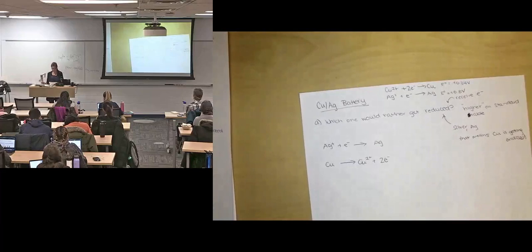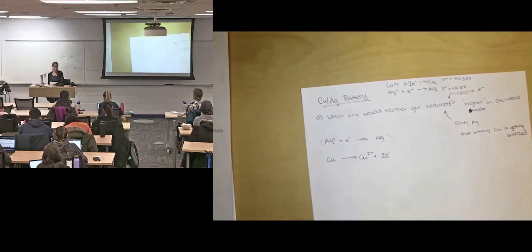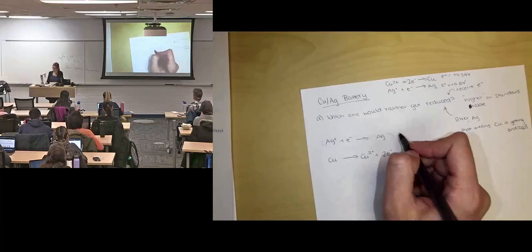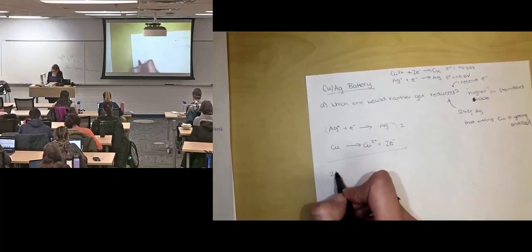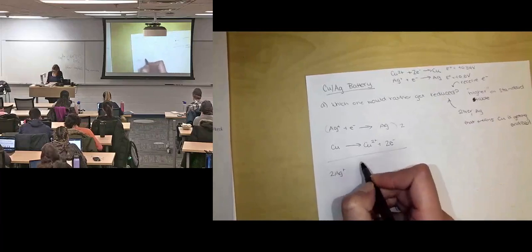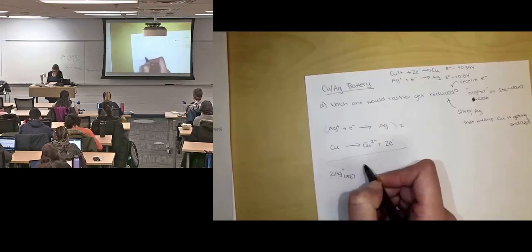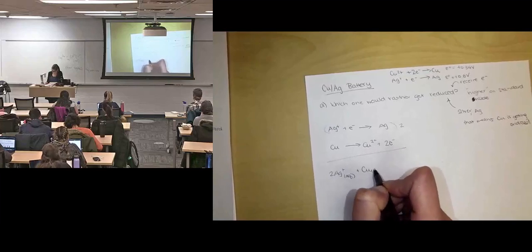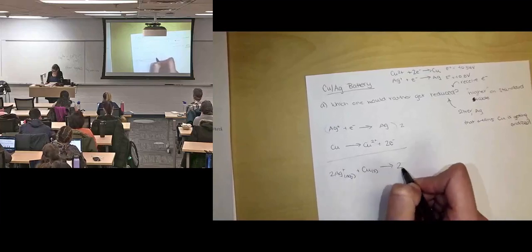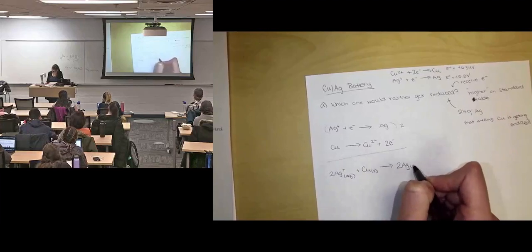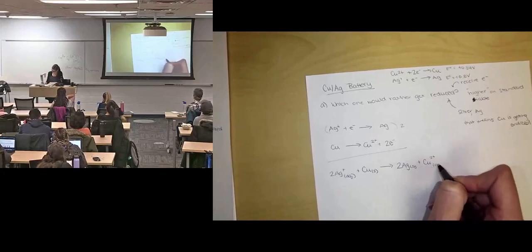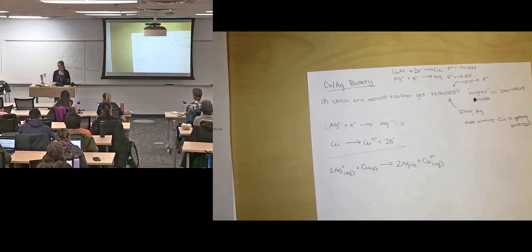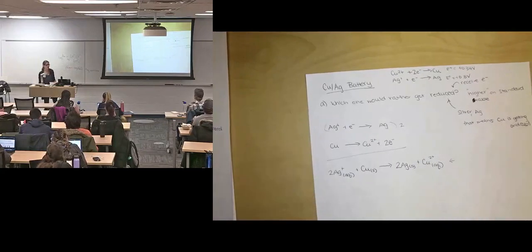In order to balance these things, I want my electrons to drop out on each side. I'm going to multiply this top part by 2. And when I add these two things together, I'm going to have 2 Ag plus, aqueous silver plus solid copper going to solid silver and aqueous copper. Okay. So again, if you're asked to write a balanced reaction, this is what I want you to do. I don't want the electrons in it.